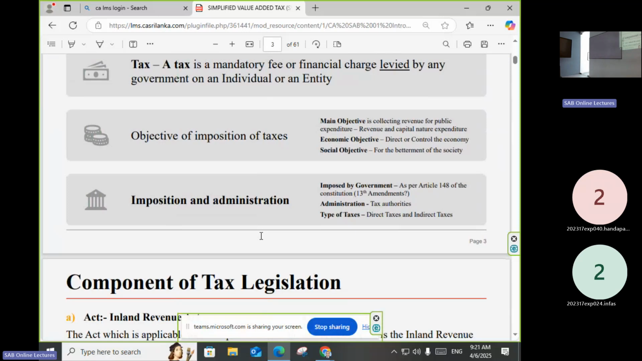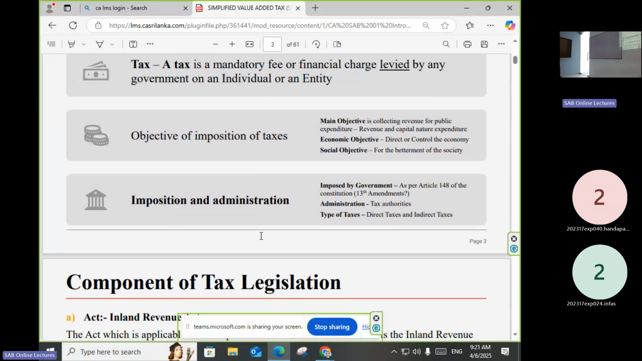First thing is of course revenue. That is the main objective. Revenue to the government to finance their capital and revenue expenditure. To finance capital and revenue expenditure, the government imposes taxes. In Sri Lanka, more than 80% of the government revenue is composed of tax revenue. It could be income tax, it could be indirect tax, whatever.